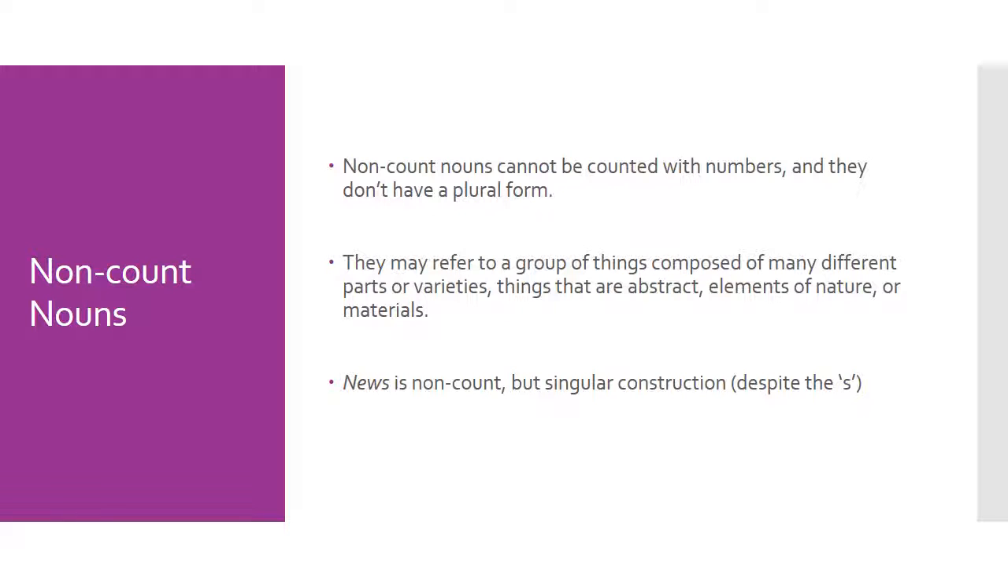Now on to non-count nouns. Non-count nouns cannot be counted with numbers, and they don't have a plural. It's difficult to quantify because there's lots of different categories, and we'll go over those in just a moment. But you can think about a non-count noun as something being a category type, something that's composed of lots of different parts or varieties, abstractions, parts of nature, or materials that make up other things.